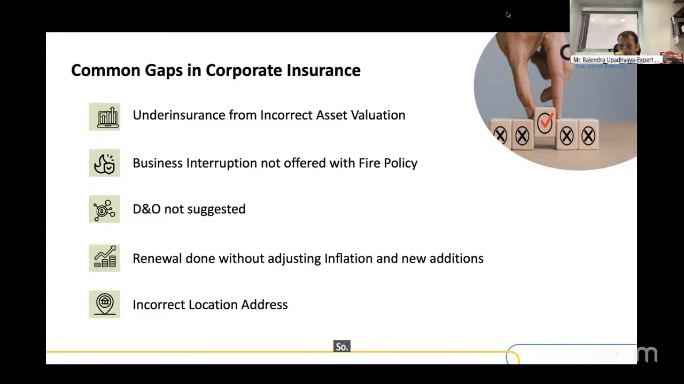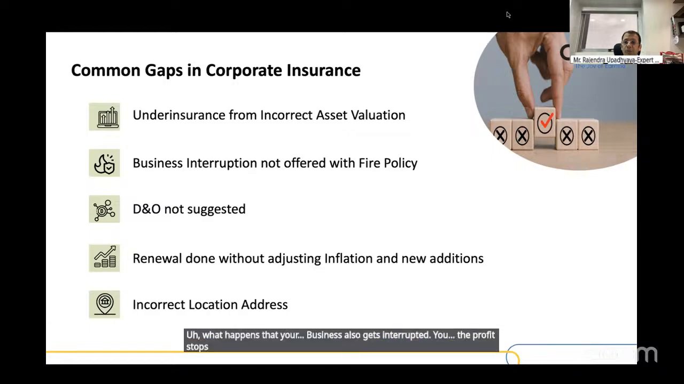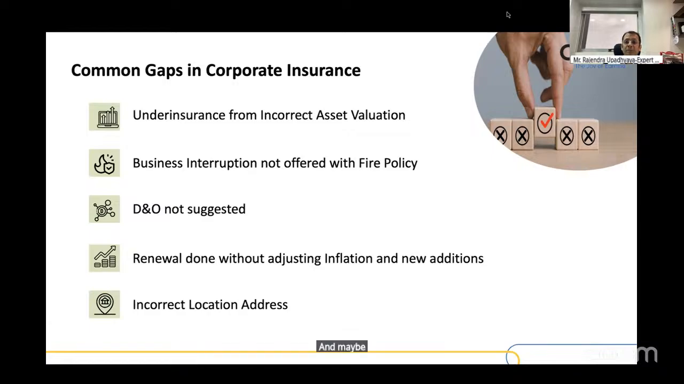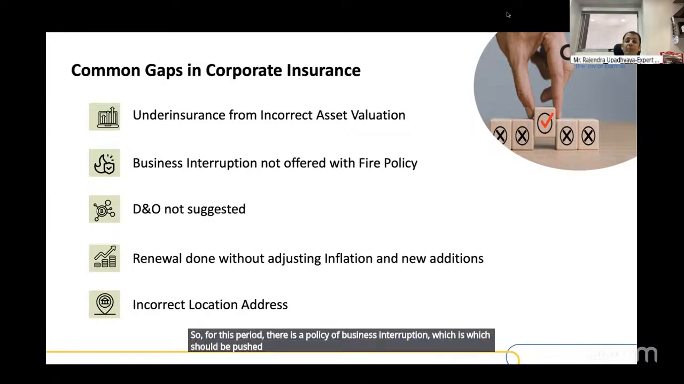So when a fire occurs in any of the plants and machinery or a factory, your business also gets interrupted. The profit stops, the entire revenue stops, and maybe 3 months, 6 months, 1 year, depending on the complexity of the business, it takes time for the factory to be up and running again. So for this period, there is a business interruption policy, which should be taken by your clients, your customers, the businesses that you take care of.